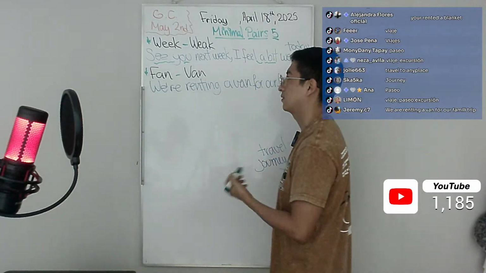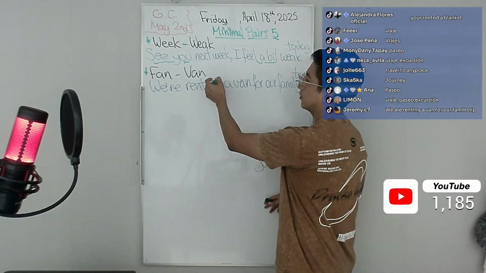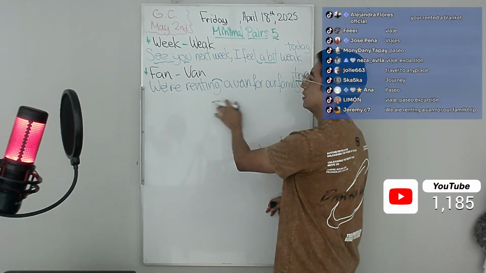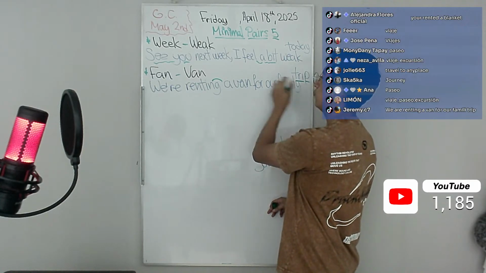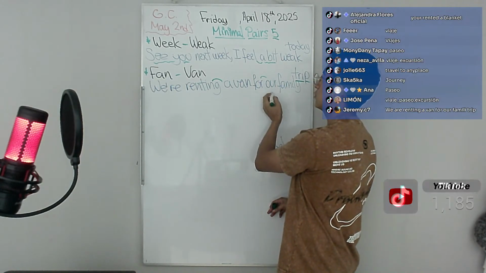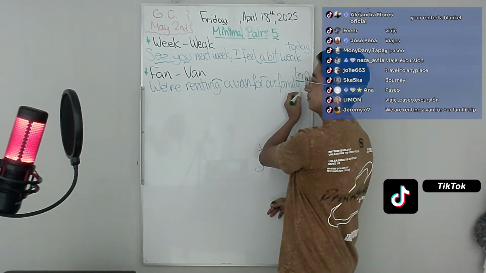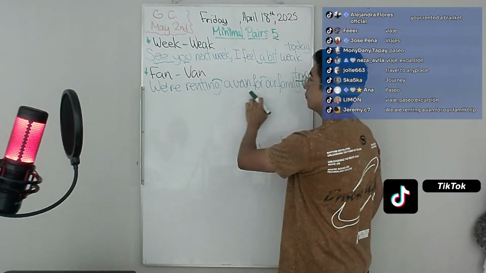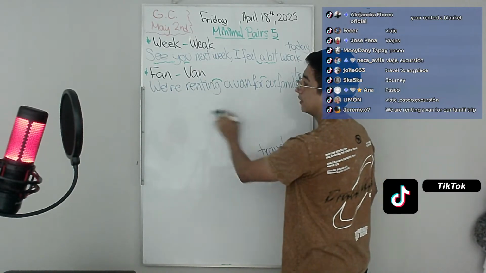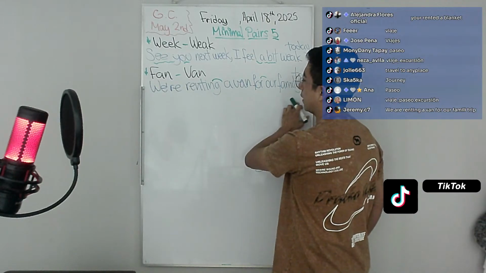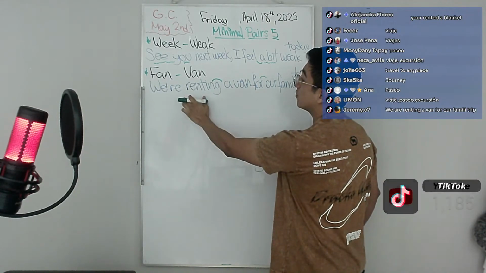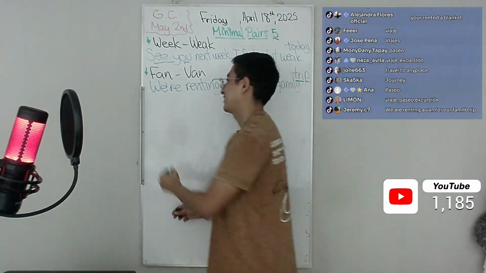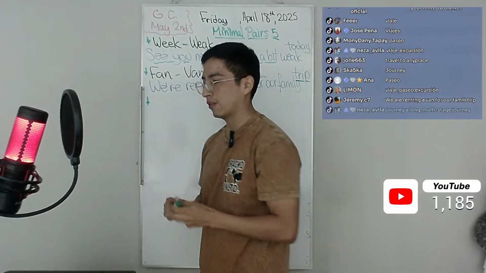Okay, listen and repeat. Here, look at this. We're renting a van for a family trip. Again, listen and repeat. We're renting a van for a family trip. Yes, very good. Let's continue with number 3.